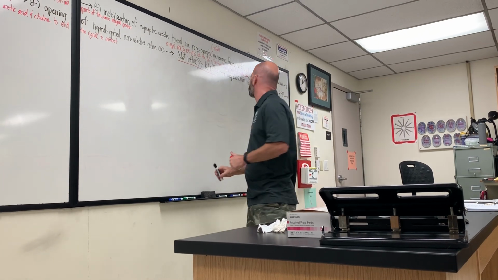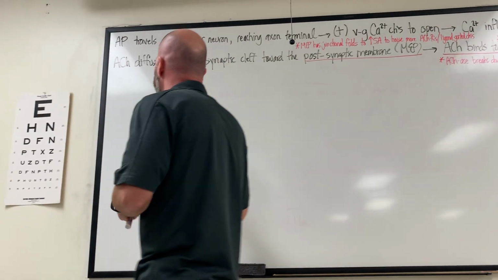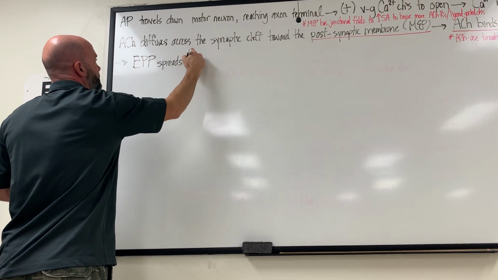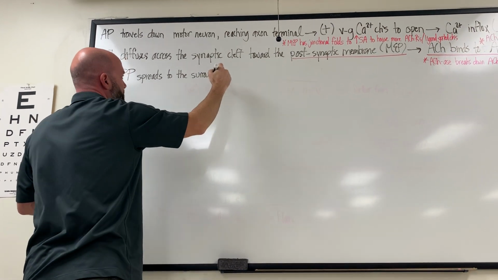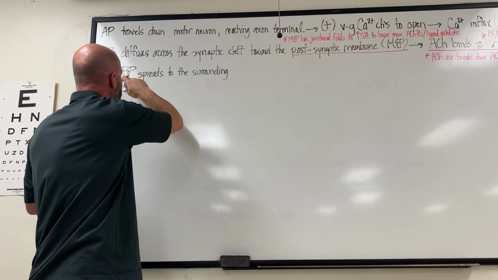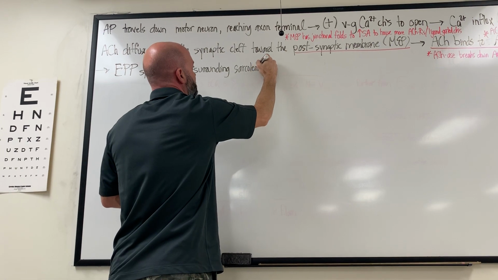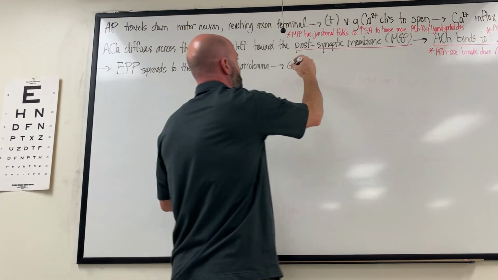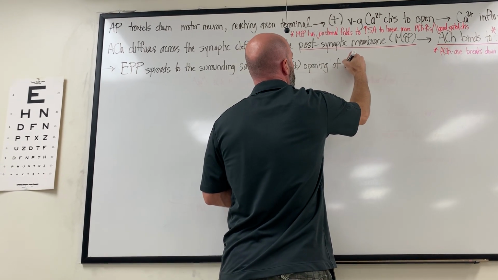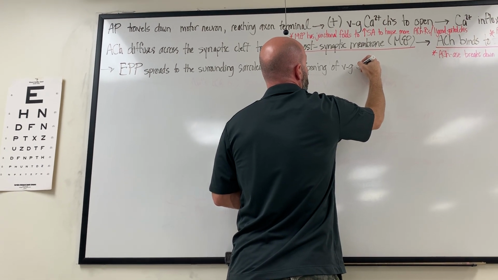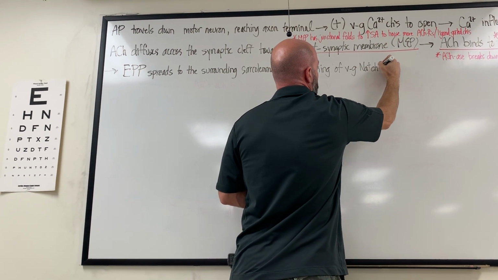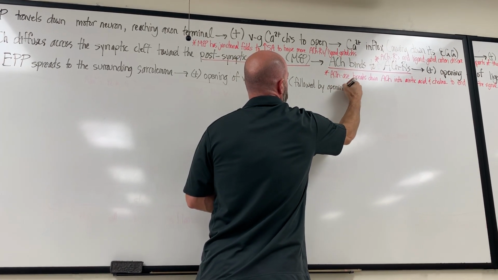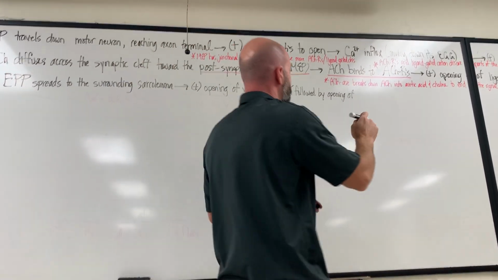All right, next. So we have depolarization of the motor end plate, called an EPP. So the EPP spreads to the, so what surrounds the motor end plate? Just your regular old sarcolemma. EPP spreads to the surrounding sarcolemma, where it triggers opening of voltage-gated sodium channels, followed by opening of, about a half to 1 millisecond later, what opens? Potassium. Voltage-gated potassium channels.